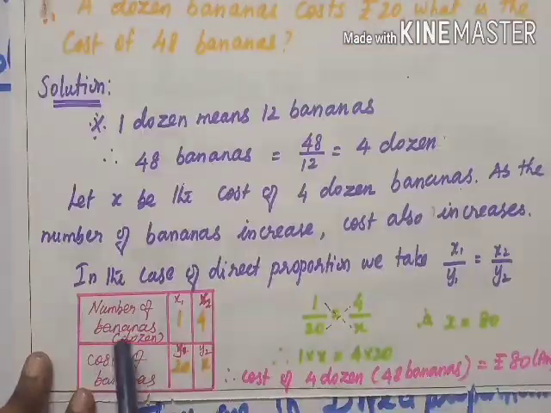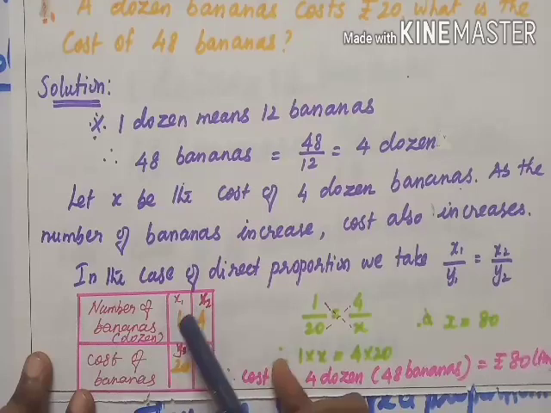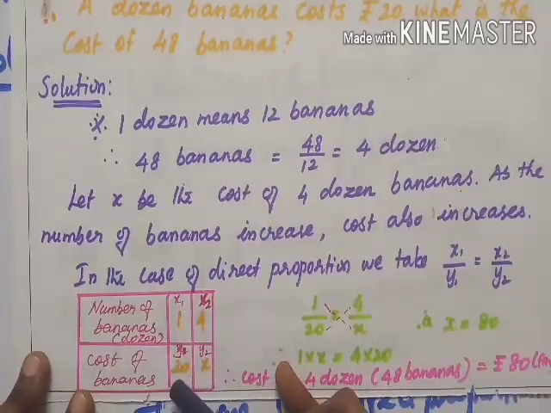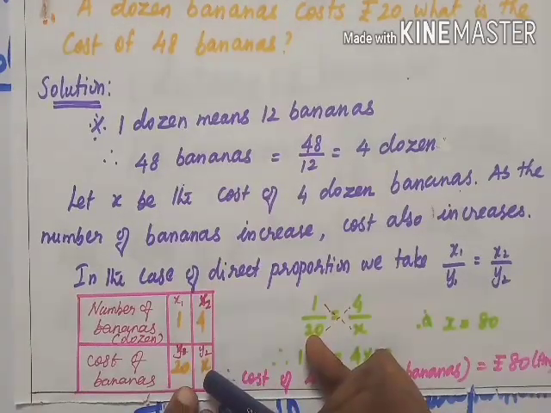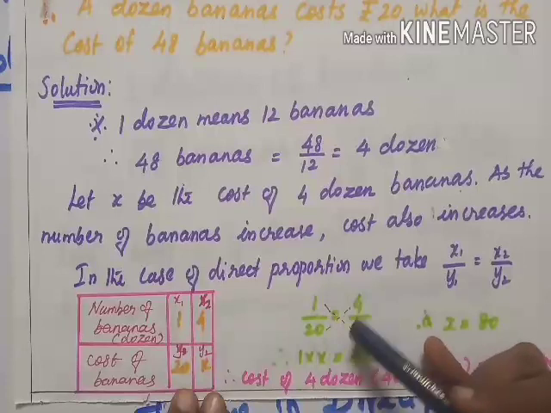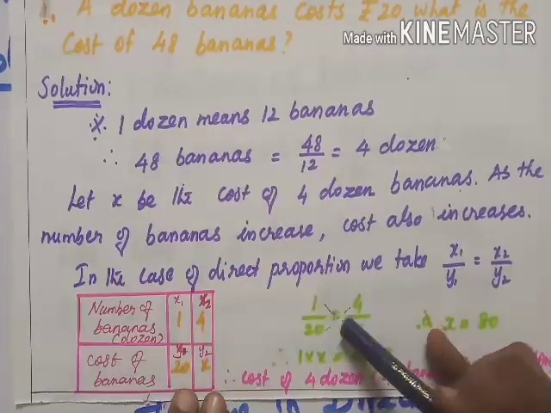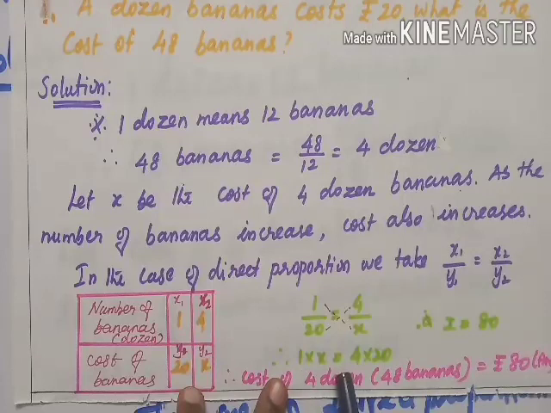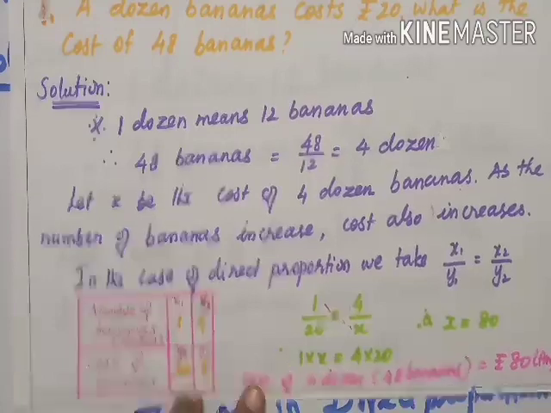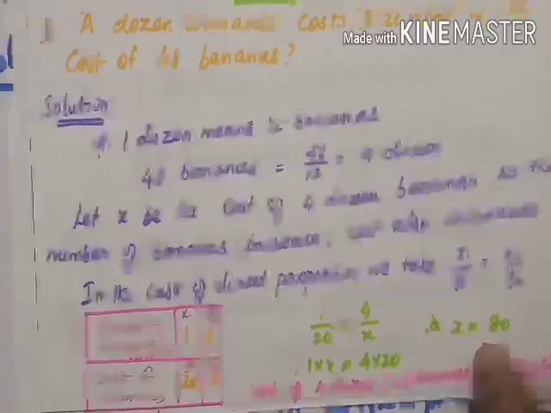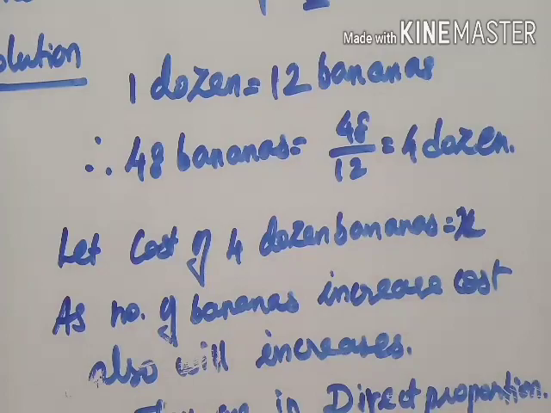This tabular column is important: number of bananas and cost of bananas. 1 dozen bananas cost 20 rupees. So we have to find 4 dozen bananas, which here we take as X. So 1 by 20 equals 4 by X. Do the cross multiplication. 1 into X is equal to 4 into 20. So X value is 80 rupees. So the cost of 4 dozen bananas is 80 rupees. Yes, children? Right. Next I will go with the second sum.